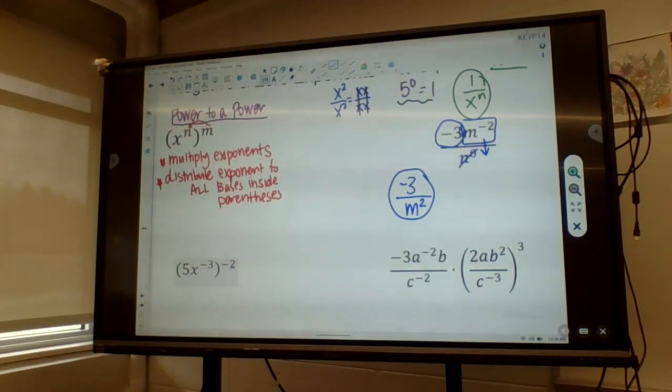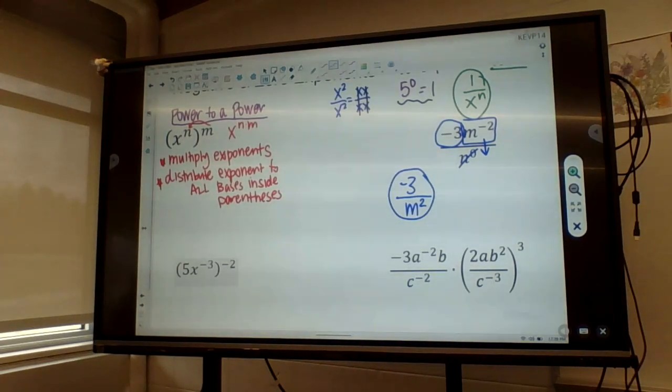So I'm going to multiply these, but I'm going to distribute that power to all bases inside the parentheses. So we're going to do that example down below, and then the example to the right kind of has some of everything, so it's like a next level question there.